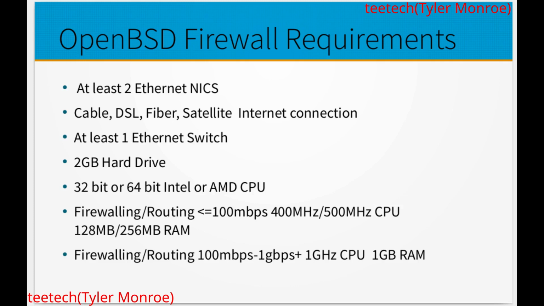So increasing the RAM, don't think that's going to make it go much faster, because those buffers and everything are prearranged by the kernel. So again, if you need more throughput, think about 100 megabits per second through to 1 gigabit per second plus. I'd recommend a 1 gigahertz CPU with a gig of RAM.